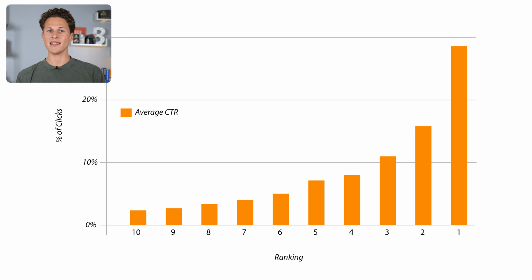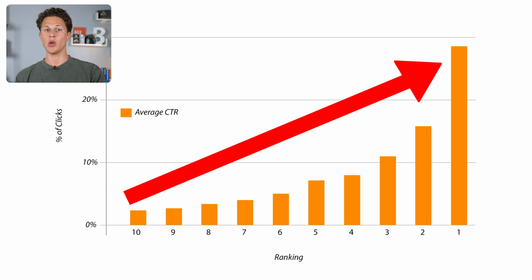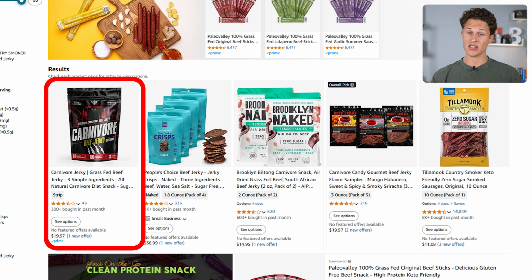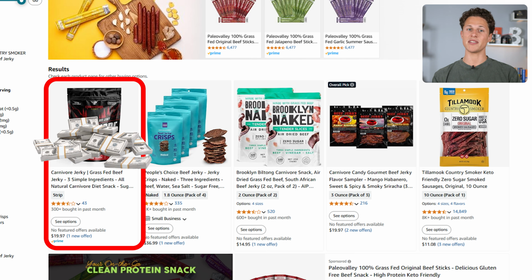And the crazy thing is that this graph right here shows that the top product that comes up in the search results gets most of the sales, followed by the second, third, and fourth product. And it's actually exponential, which means the higher up your product is in the search results, the more sales you're going to get. And the way to get your product up higher on the search results is through sales velocity.